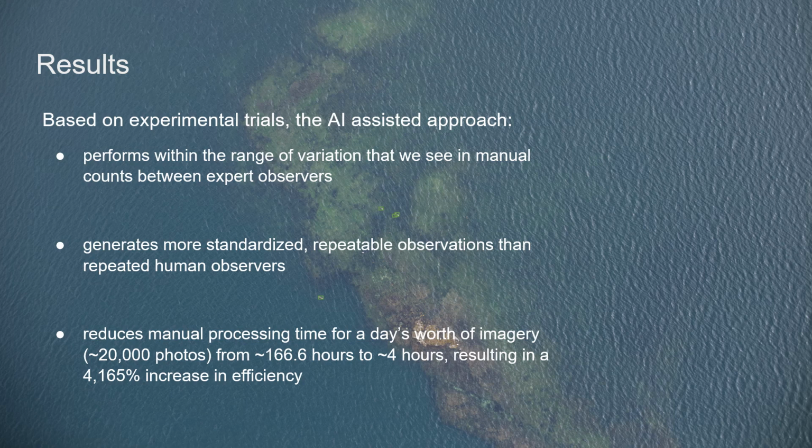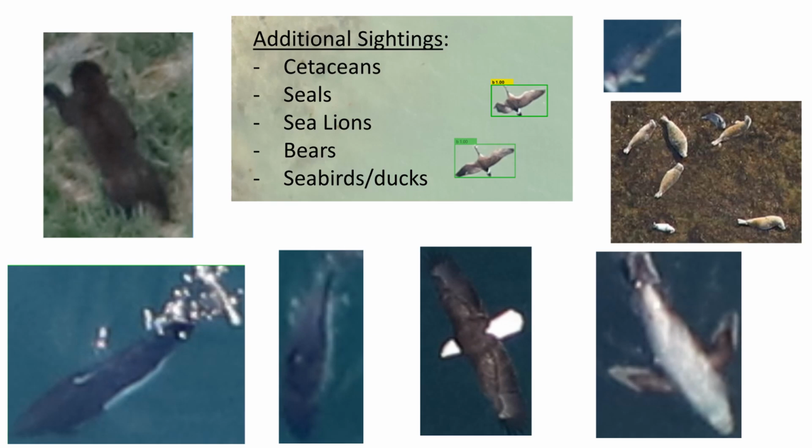In addition to detecting sea otters, this process also captures images of other species, including cetaceans, seals, sea lions, bears, and seabirds. These opportunistic sightings reveal the potential for SeeOtter to expand beyond a single species focus, opening up possibilities for multi-species surveys. By leveraging this capability, we could streamline broader ecological monitoring efforts, providing valuable data on multiple species with the same survey flights.